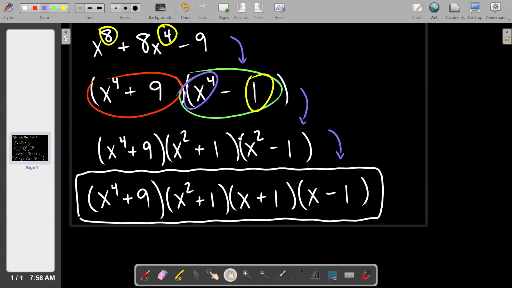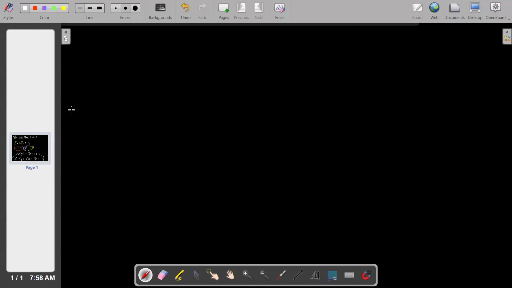All right, let's go again. Example number 7. X to the 4th minus 13x squared plus 36. What's this? What's he called? Bless you. Thank you for saying that.